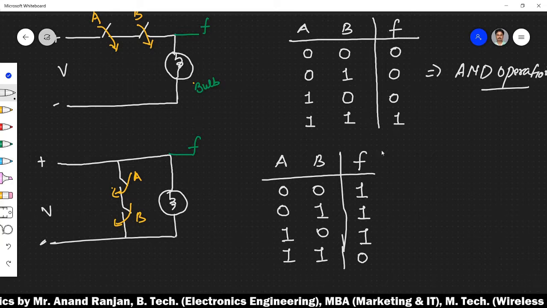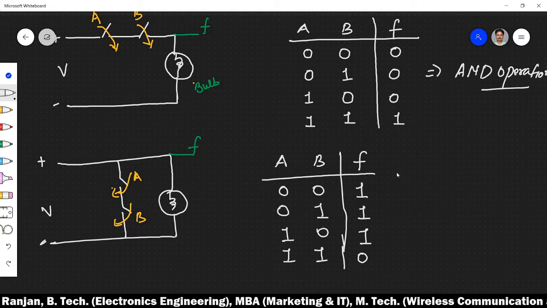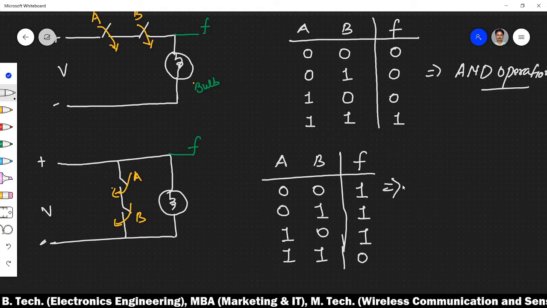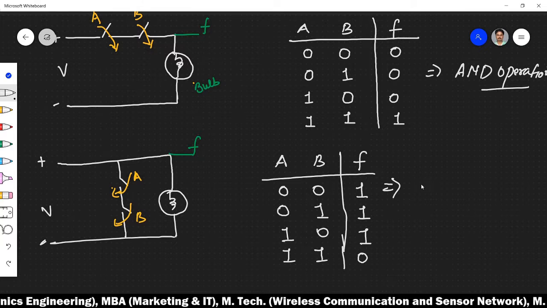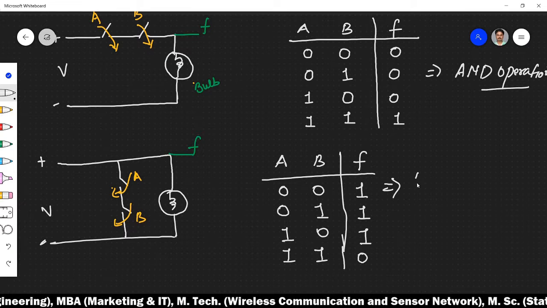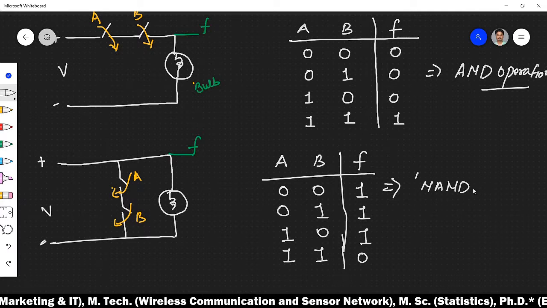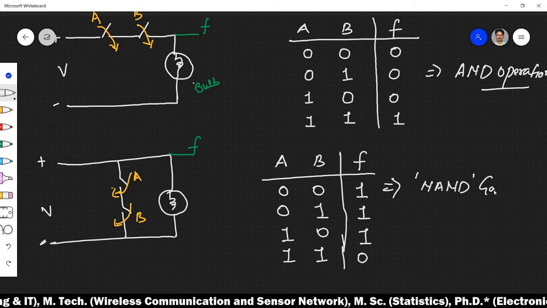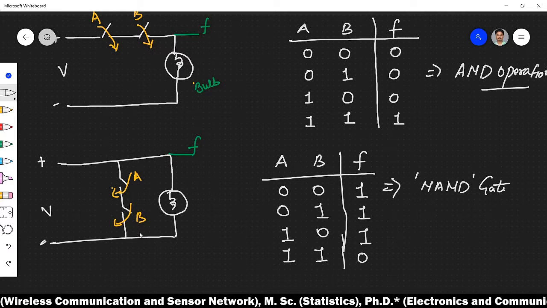And if you closely observe the operational table of this circuit, this is nothing but equivalent to your NOT AND operation or inverted AND operation, or more specifically you can say this is equivalent to your NAND gate operation. So this is equivalent to NAND gate operation.